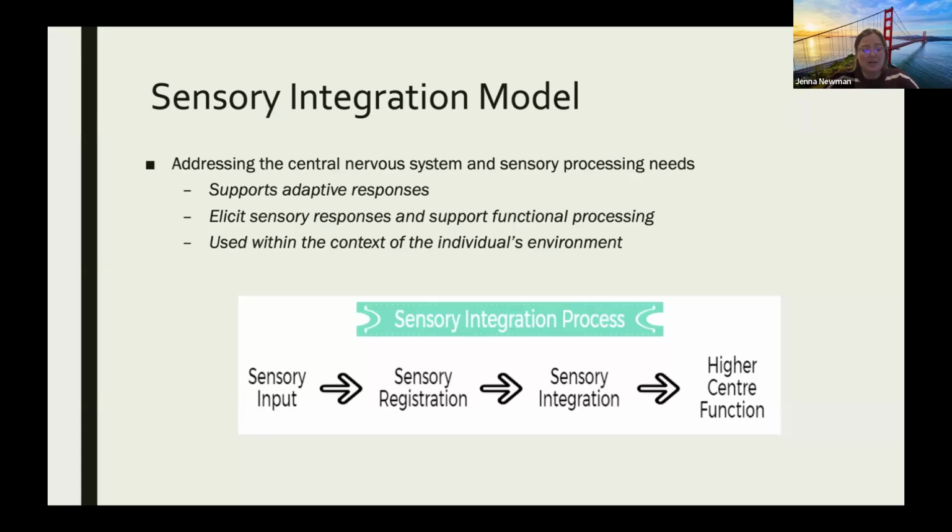So the sensory integration model of occupational therapy practice aligns well with the neuromodulation interventions that I'm going to discuss using those mindfulness techniques. This theory postulates that addressing the central nervous system through sensory processing needs can support individuals in learning adaptive responses within their current environment to promote functional outcomes. Sensory integration theory guides the implementation of strategies such as using the body scan and using the somatic activities or experiments, as I refer to them, to elicit sensory responses and support the functional processing and outcomes.